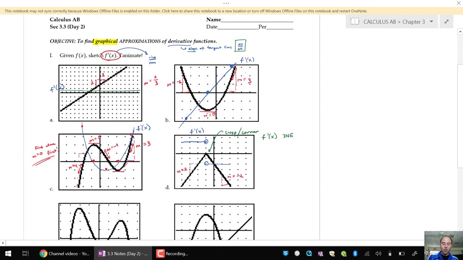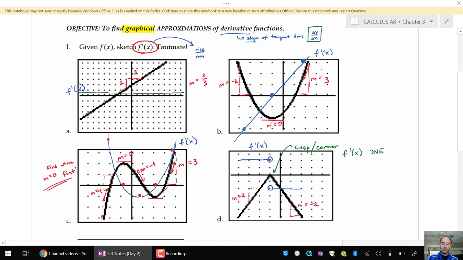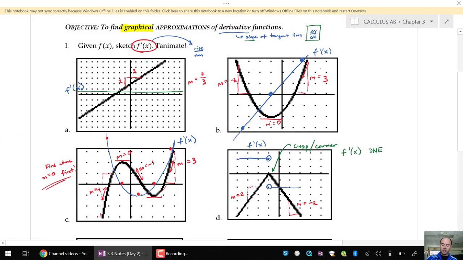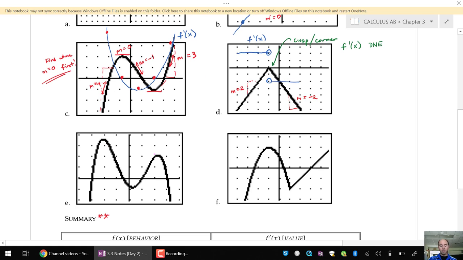So that's how you make graphical sketches and approximations of the derivative. You can try the remaining 2 examples here, a little bit more challenging than the first 4 that we did, but you can look for the 0 slopes first and then find your rates of change around the function and then plot them to connect what should be a pretty accurate sketch of what we believe the f prime derivative function will be.